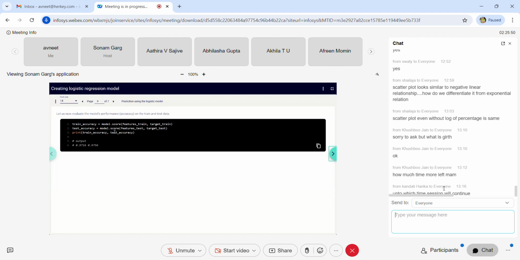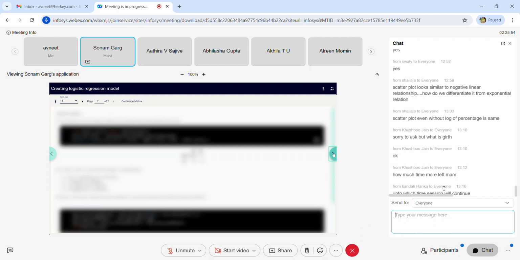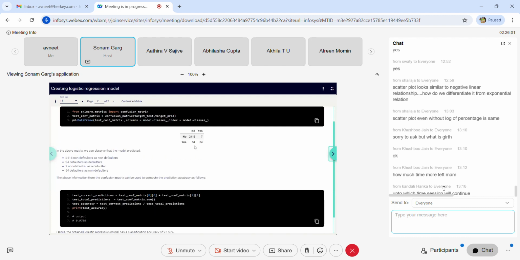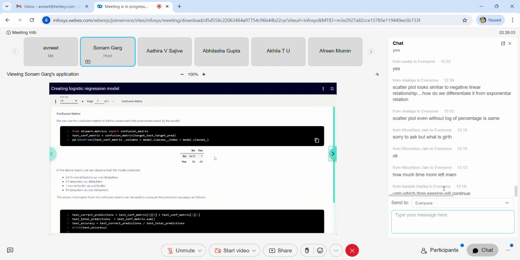Checking the accuracy on the training data and testing data, it is 97%. This model is accurate. You can create a confusion matrix also, and I think we have discussed already how a confusion matrix is read. This means 2415 rows were there where people were defaulters and it was predicted as defaulter. 7 were non-defaulters predicted as defaulters.